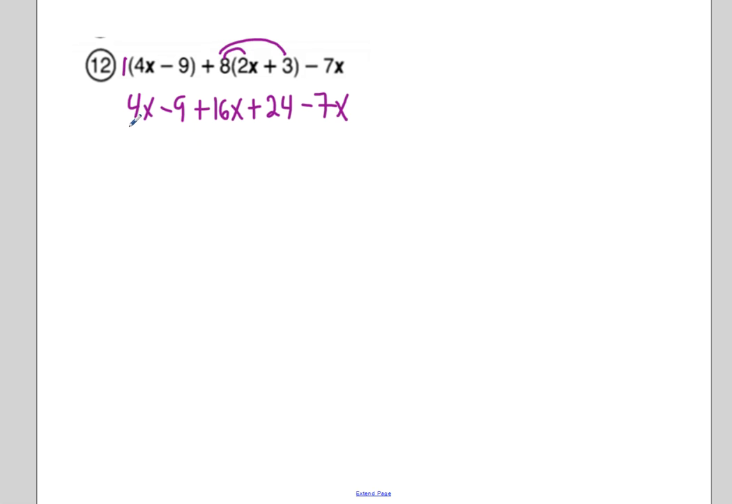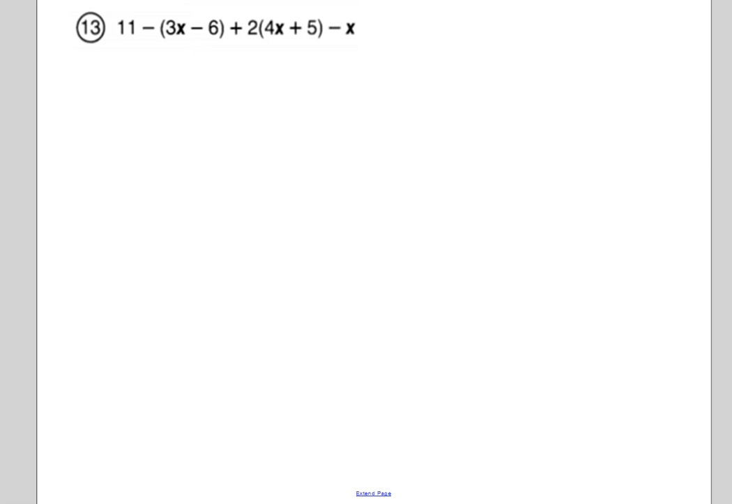I need to combine terms. I have a 4x here, a 16x here, and a negative 7x here. So that gives me 20x minus 7x gives me a 13x. I have a negative 9. I underlined this twice, and I have a positive 24. That's going to give me a 15 right there, so I'm going to write positive 15.